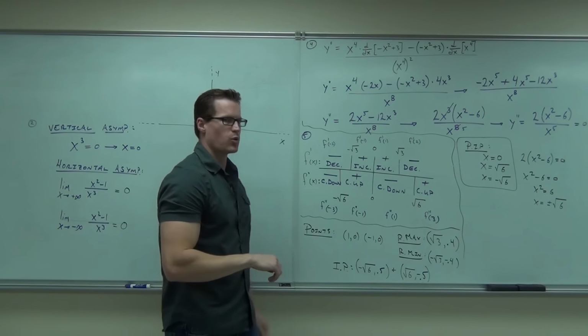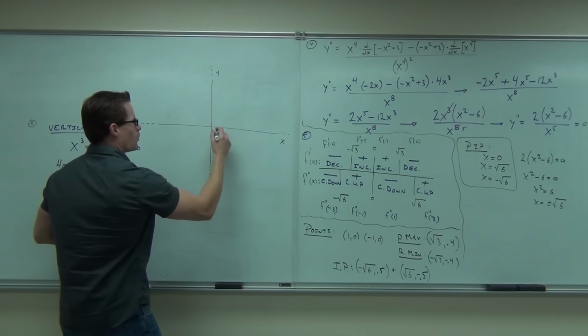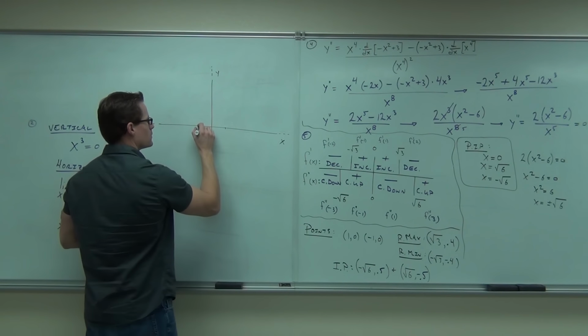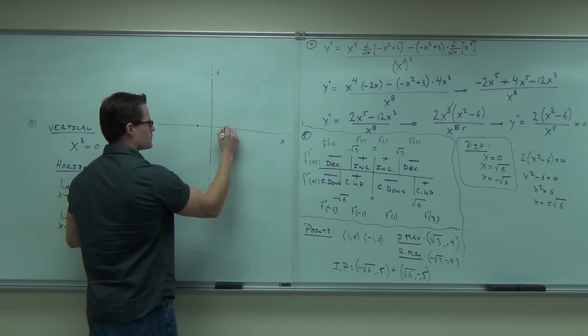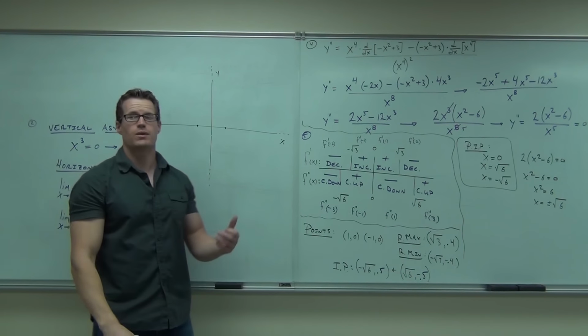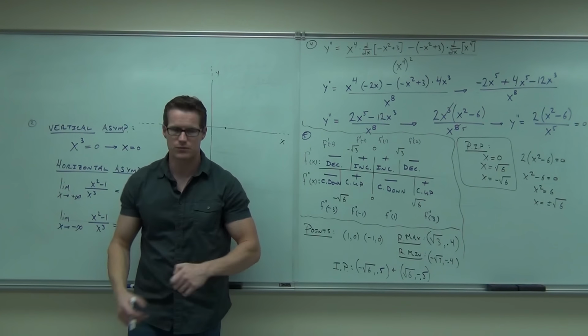Next thing you do, put down your points. Your x-intercepts are at (1, 0) and (-1, 0). Your y-intercept, you don't have one because you have an asymptote there. You don't have that.